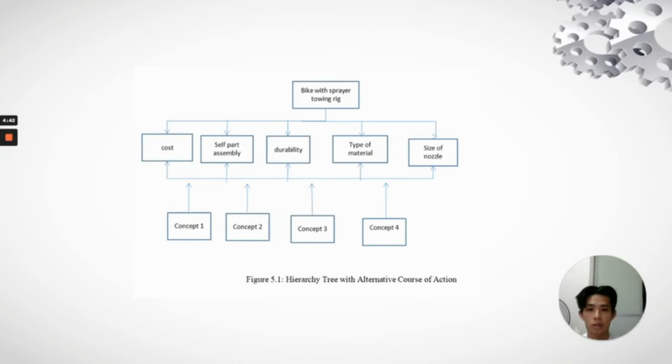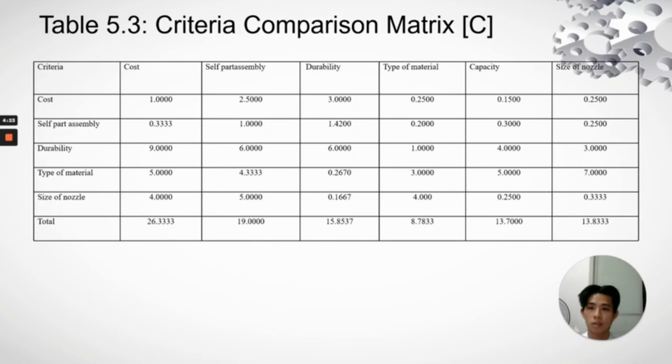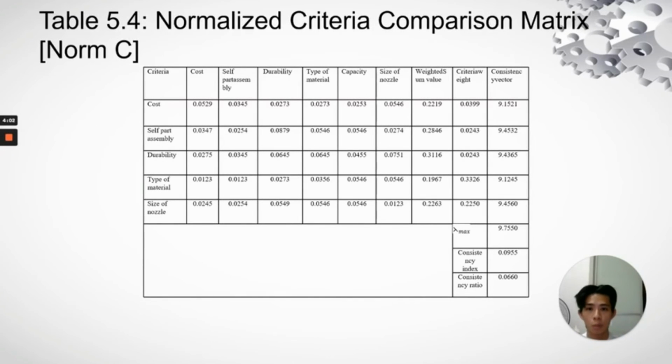So the first point is that there are five criteria that I think are important for the bike with a sprayer towing, which are the cost, self-part assembly, durability, size of materials, and the size of nozzle. Next, this table shows the criteria comparison matrix. These are the values for the cost, self-part assembly, durability, size of materials, and also the size of nozzle. The next one is the normalized criteria comparison matrix.